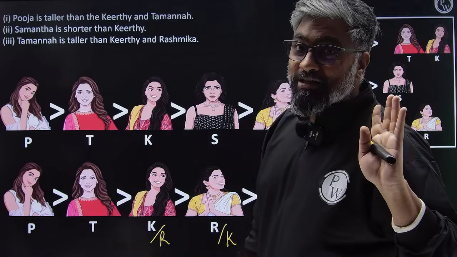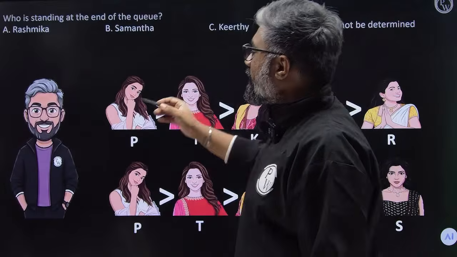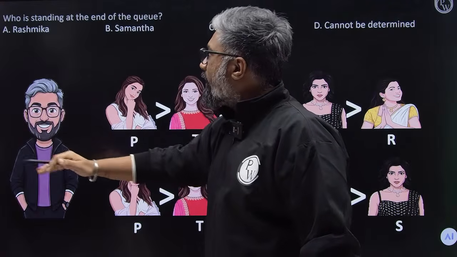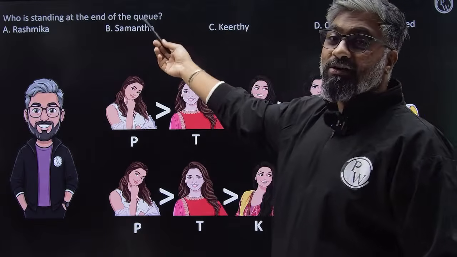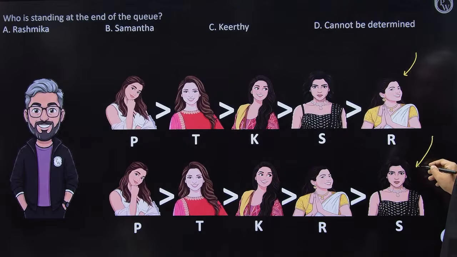But does this help me answer my question? Of course, yes. What was my question? My question was very simple. Who is standing at the end of the queue? Who is standing at the end of the queue? It could either be Rashmika or it could be Samantha.